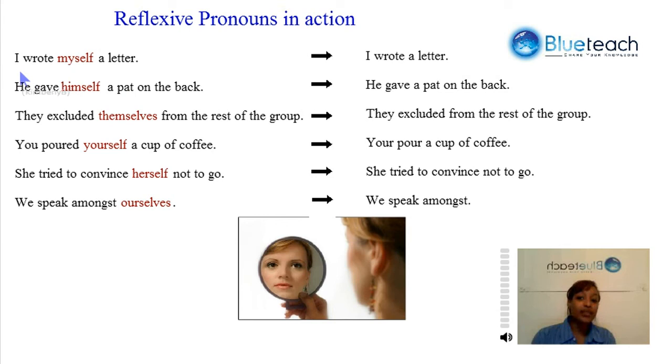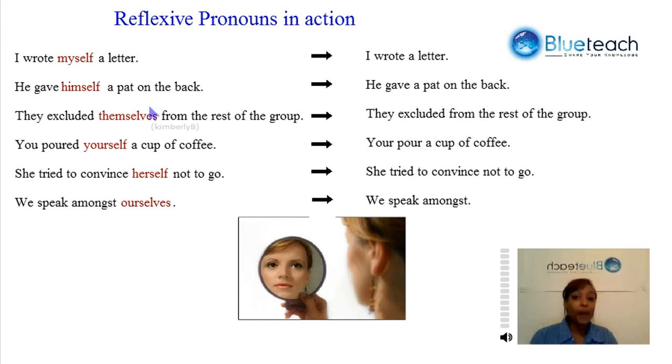This is emphasizing I. Myself is emphasizing I. I wrote myself a letter. Let's check out this sentence on the right. I wrote a letter. It changes the meaning of the sentence. It's grammatically correct, but it doesn't have the same meaning. I wrote a letter just means I wrote a letter. To whom I don't know, about what I don't know. It's just I wrote a letter.